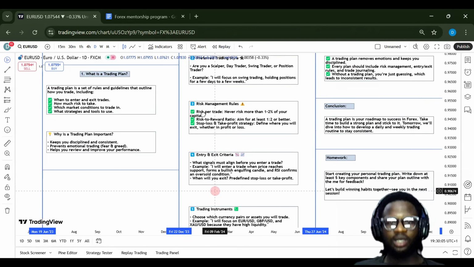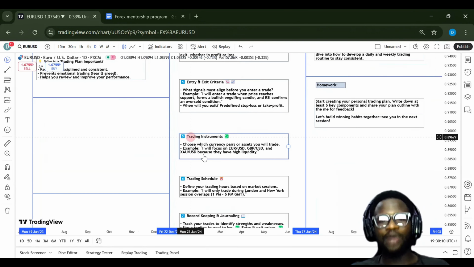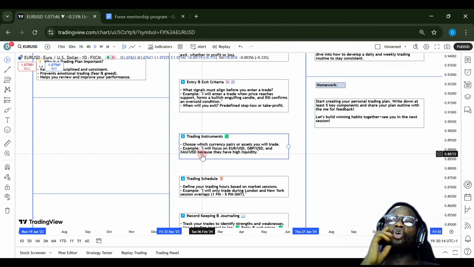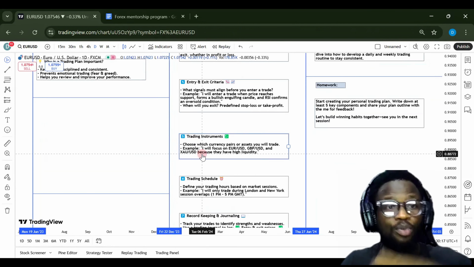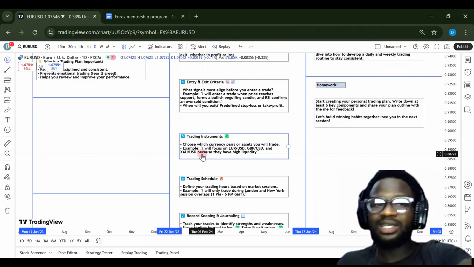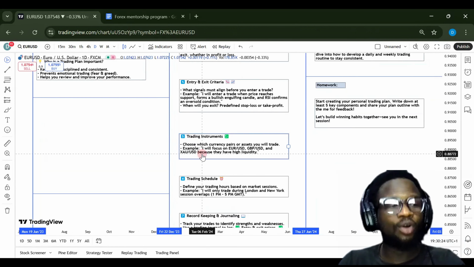Then the next rule is trading instrument. Choose which currency pair or asset you will trade. There are a lot of instruments to trade, a whole lot. If I open my TradingView for you, you see them, forex in many pairs, major, exotic, and all of that.